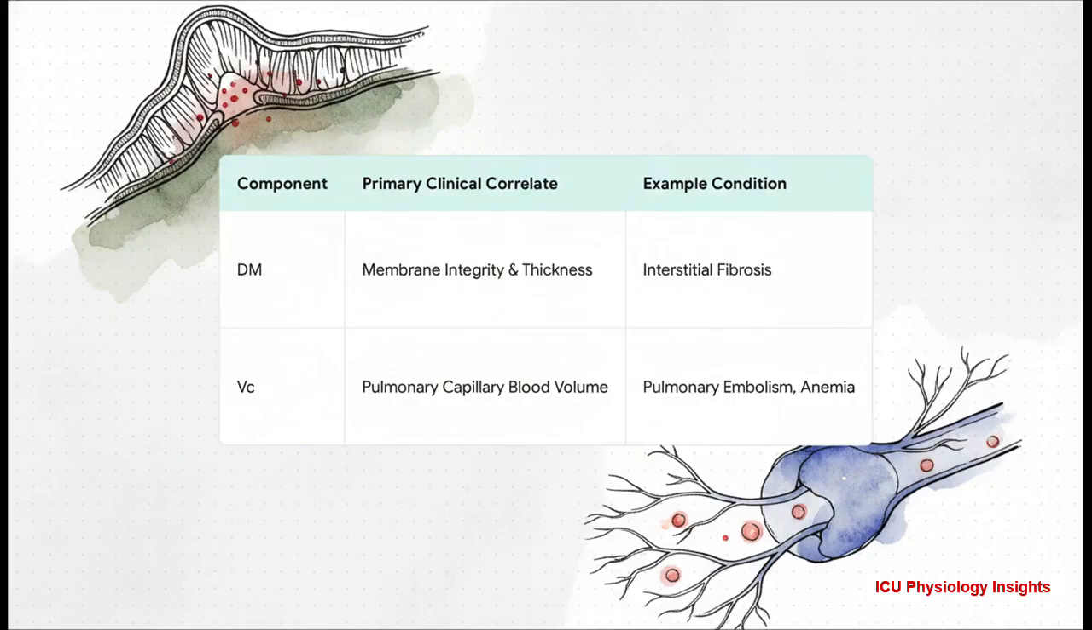And here's where it becomes so clinically useful. When you see a low DLCO, you now have to ask why. Is it a membrane problem, a low DM, like you'd see in pulmonary fibrosis where the wall is thick? Or is it a blood side problem, a low Vc? You see that in anemia where you just don't have enough hemoglobin, or after a big pulmonary embolism that wipes out a large chunk of the capillary bed. This model helps us dissect the cause of the gas exchange impairment.